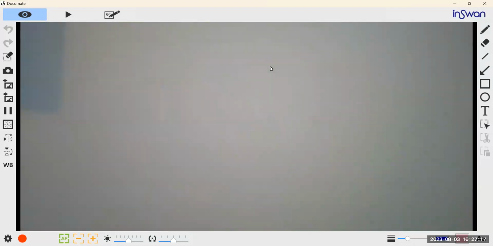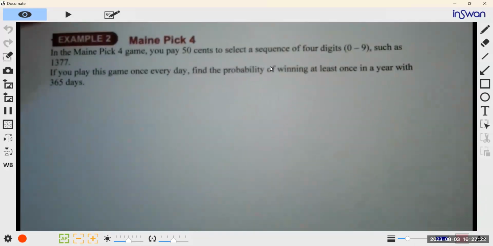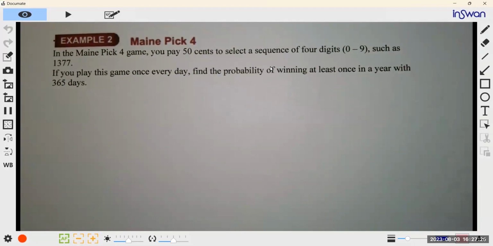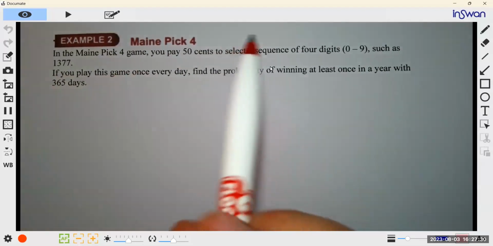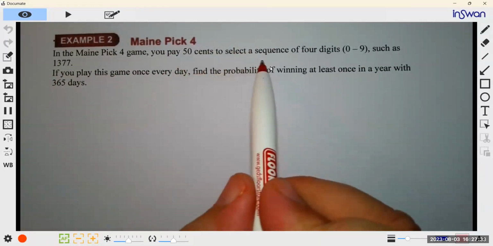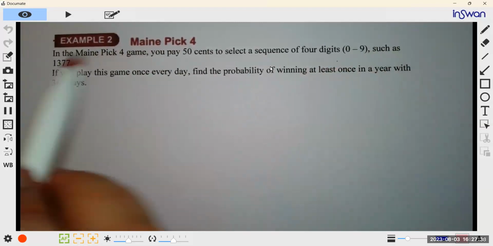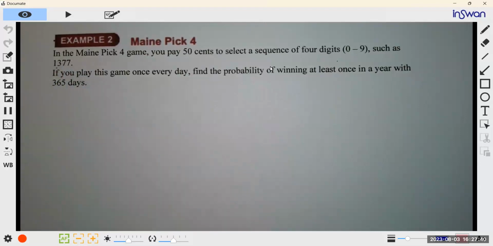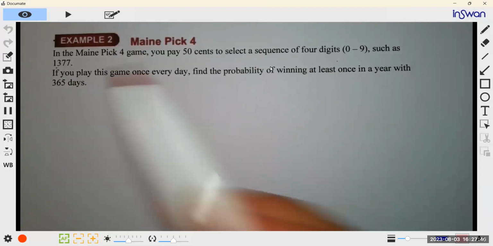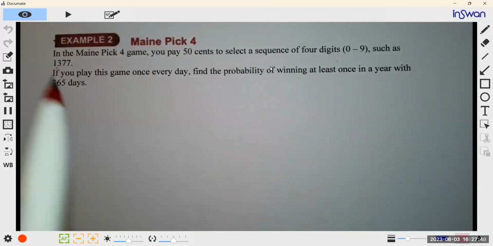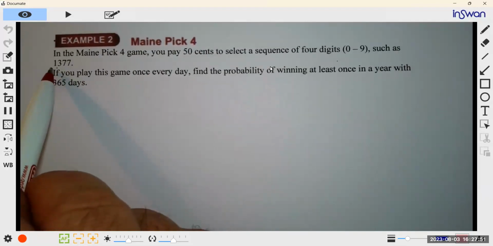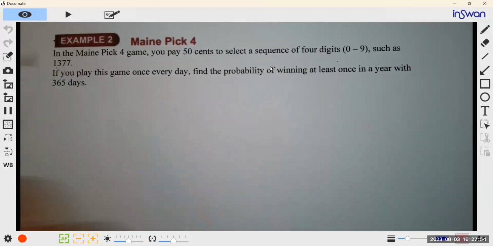Let's take an example. This is the last one of the chapter. Yay! Main Pick 4 is a lottery game. In the Main Pick 4 game, you pay 50 cents to select a sequence of 4 digits, 0 to 9. It could be anything, including repeated numbers: 0, 0, 0, 0, or 9, 9, 9, 9, or anything between there. Just 10,000 of them.